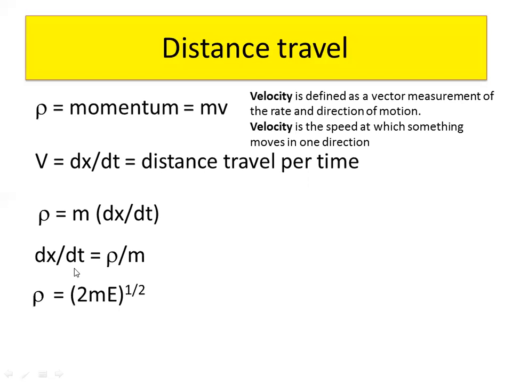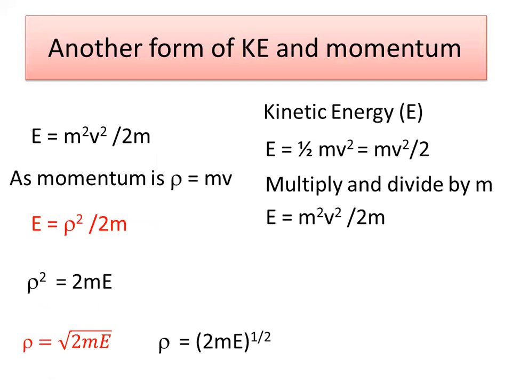Now next, as we have previously derived this equation, do you remember? In the previous lecture, we derived this equation. The rho will be equal to the square root of 2mE. And I'm going to show you this equation. We ended the previous lecture over here. You can watch the video again to see how we can derive this equation.